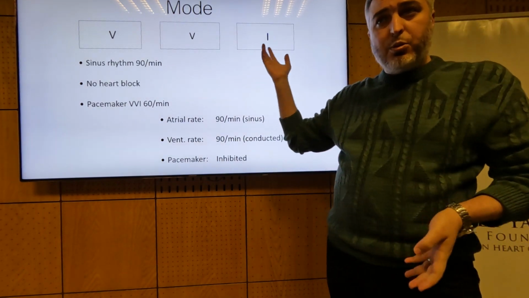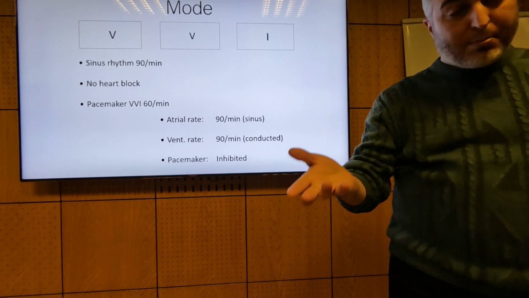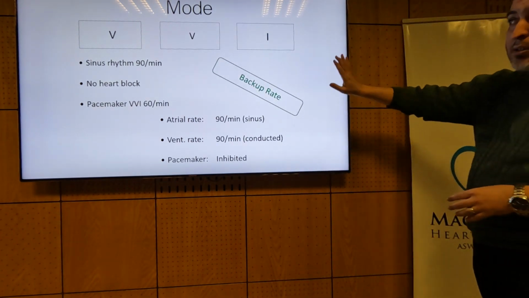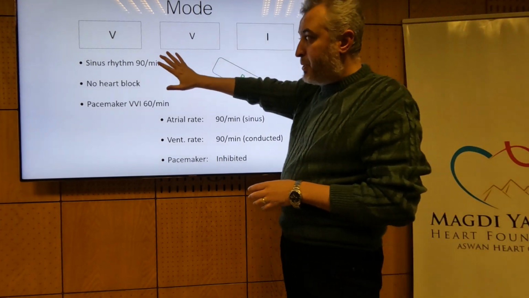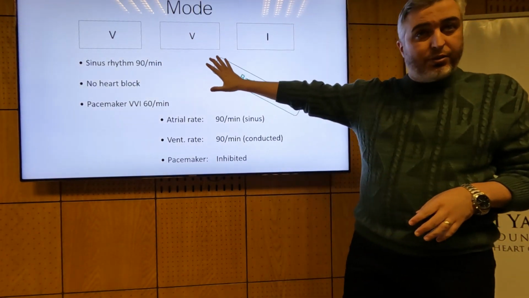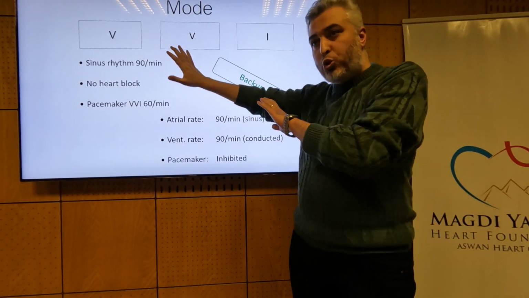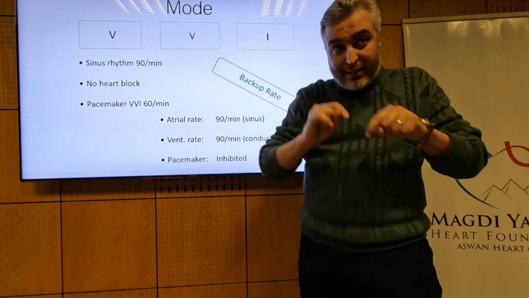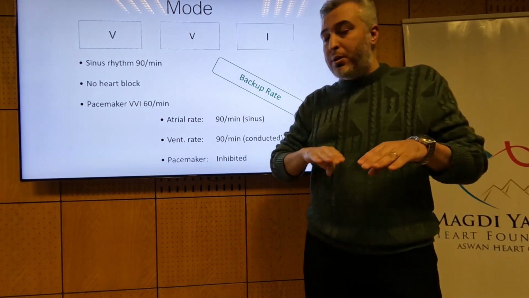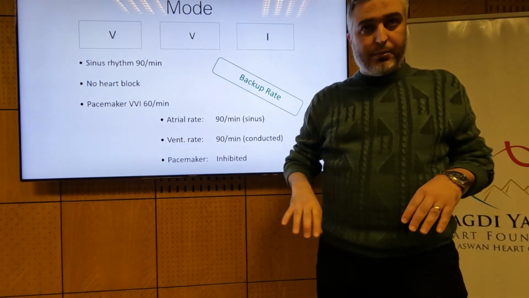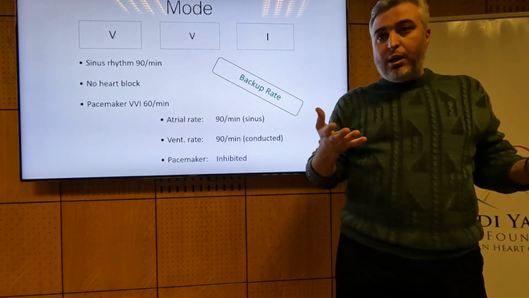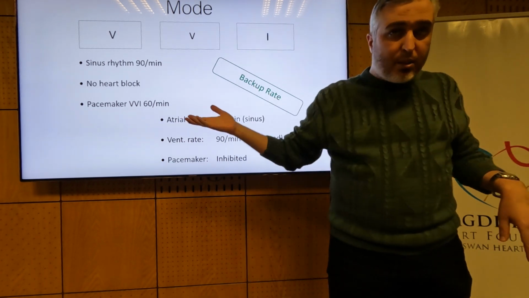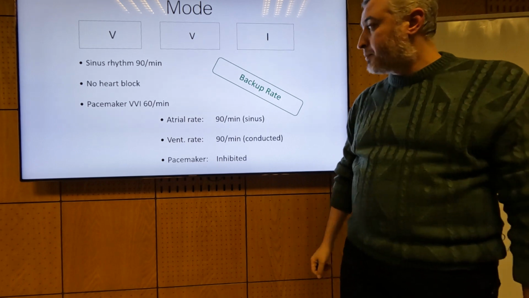What do we get from this situation? Again, that's a backup mode. So you guarantee a backup rate. So the patient's rate is good enough. We're happy with that. We do not want to change it. We just want to guarantee that his heart rate, his ventricular rate, will not drop below 60. Okay? And that's a good thing if the patient keeps going into heart blocks or sinus bradycardia or whatever. Okay?